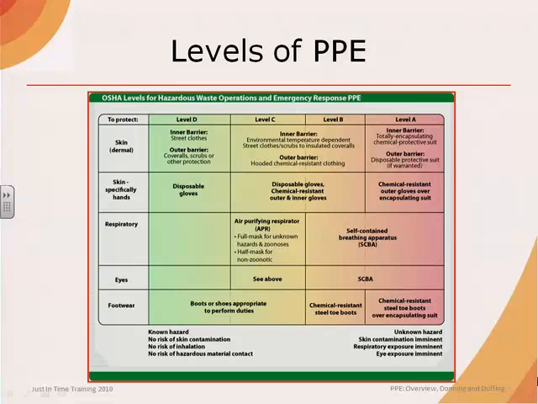Level A is the level of protection selected when the greatest level of skin, respiratory, and eye protection is required, such as when responding to a large chlorine spill. A totally encapsulating chemical protective suit would be used.